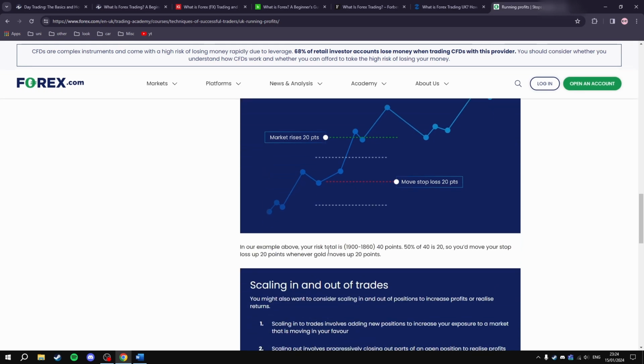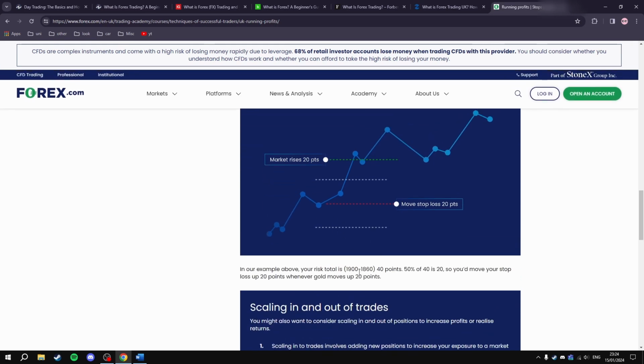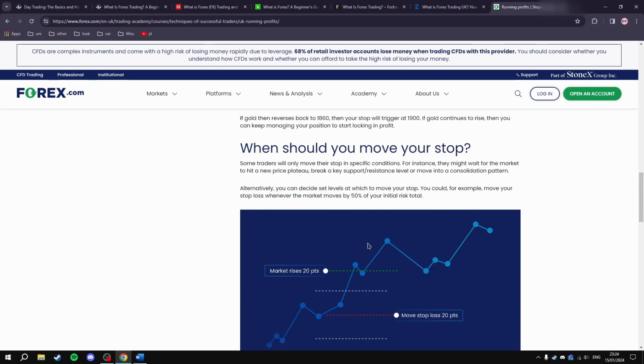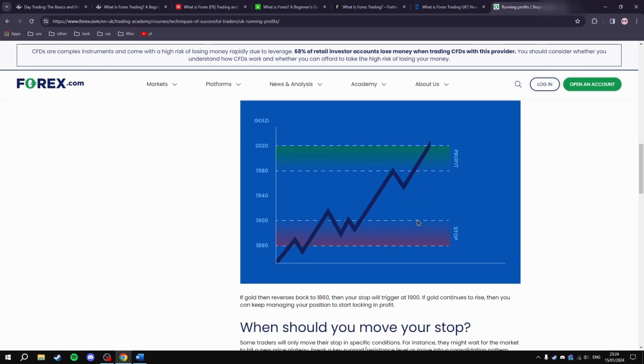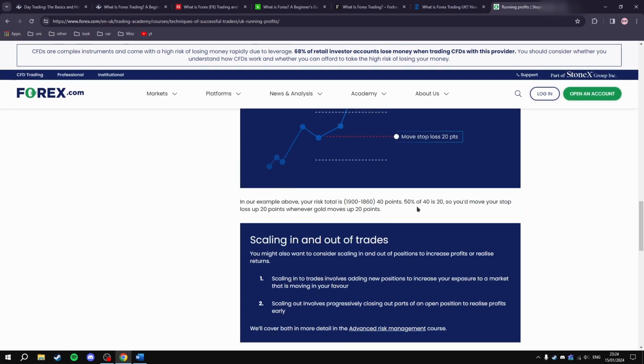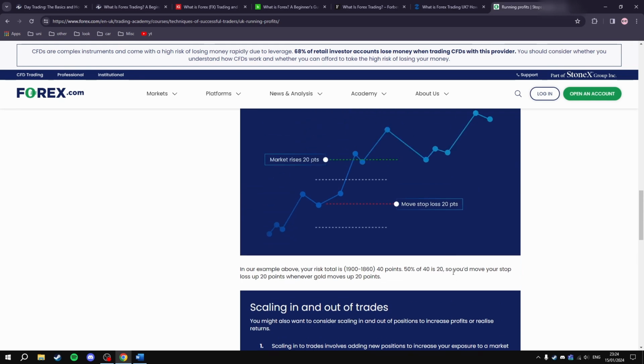In the example above, your risk total is 1,900 minus 1,860, so in this example, 40 points. 50% of 40 points is 20, so you move your stop loss up 20 points whenever gold moves up 20 points.